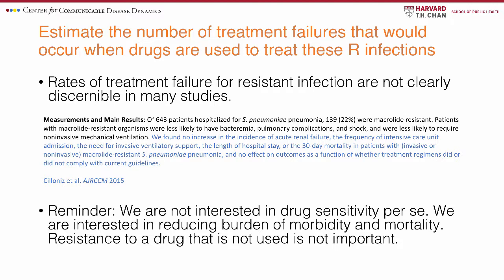Crucial here is the next step, which is to estimate the number of treatment failures that would occur when drugs are used to treat these resistant infections that might occur due to mass drug administration. And this is challenging because the rates of treatment failure for resistant infection are not clearly discernible as being different from susceptible infections in many studies. Shown here is an example, an excerpt from a Spanish study of macrolide-resistant Streptococcus pneumoniae pneumonia, and there's no effect shown of resistance on any bad outcome.